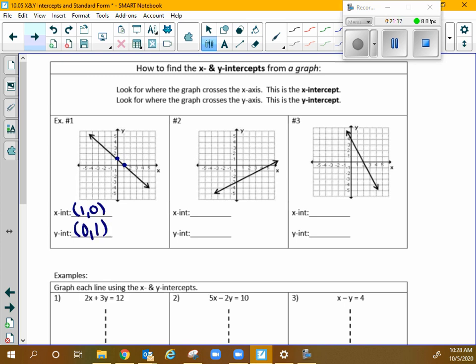0, 1. Number 2. What's my x-intercept? 5, 0. What about my y? Very good. Number 3. What's my x? 2, 0. What's my y? You got it. If they could all be like that, right? Okay.